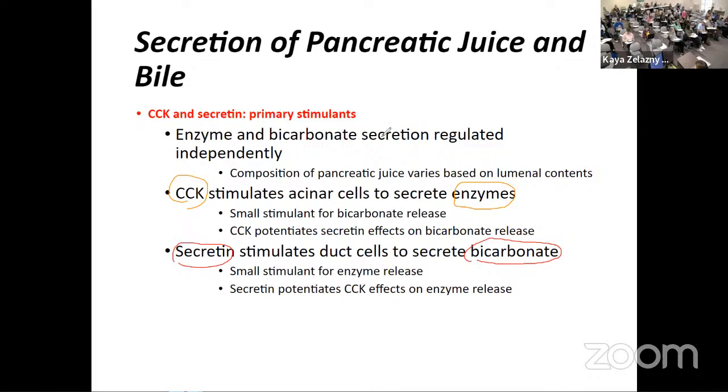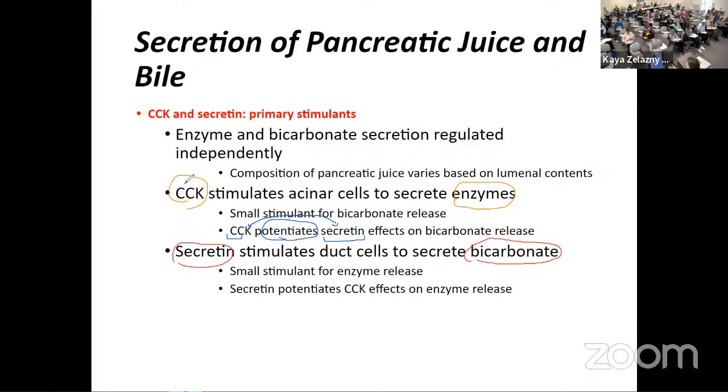Now, you're going to notice that on this slide we have this word potentiation. Okay, so we do want to associate CCK with enzymes and secretin with bicarbonate, but each of them is a weak, small stimulus for the opposite function. And the presence of one helps us do the opposite as well. So CCK and secretin have effects on each other. And that's really all that means. So we're prepping the opposite one as well.